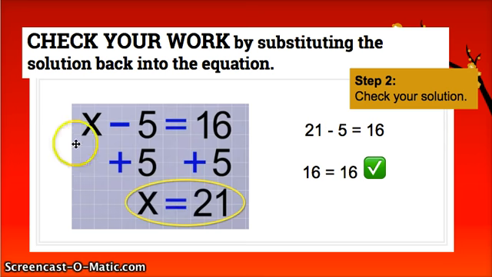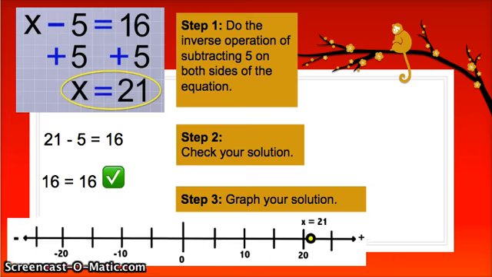I check my answer. I take 21 and I substitute it in for x and simplify it to see if that equals the right-hand side, if it equals 16. And sure enough, 21 minus 5 equals 16, so my two sides balance. And then you graph your solution and it's at x equals 21.